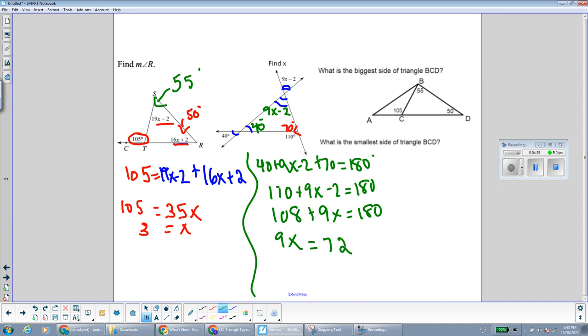And then dividing by 9, I have 8. And it was just asking us to find x. So here I have answered the question and found my x value.